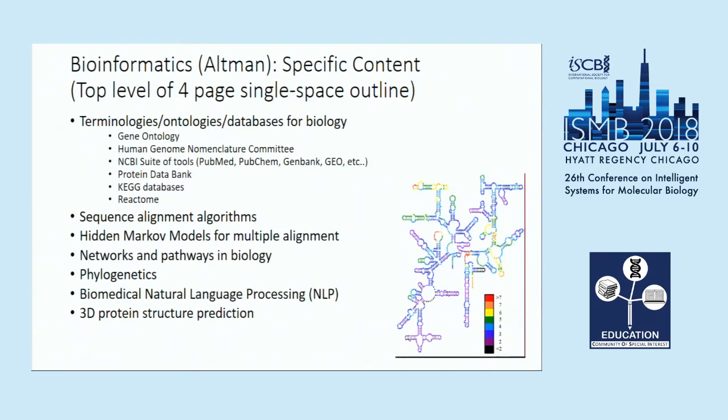And then we give, in this case, a 4-page outline form of what we mean by the bioinformatics specific content. So I can't give you those 4 pages. You don't want to see them right now. But for example, these are the high-level elements in the outline, which mirror the what everybody should know. And I just did a small expansion of the first one. So terminologies, and we say you need to know what the gene ontology is, HGNC, the NCBI tools, the Protein Data Bank, KEGG, Reactome, and maybe even more.